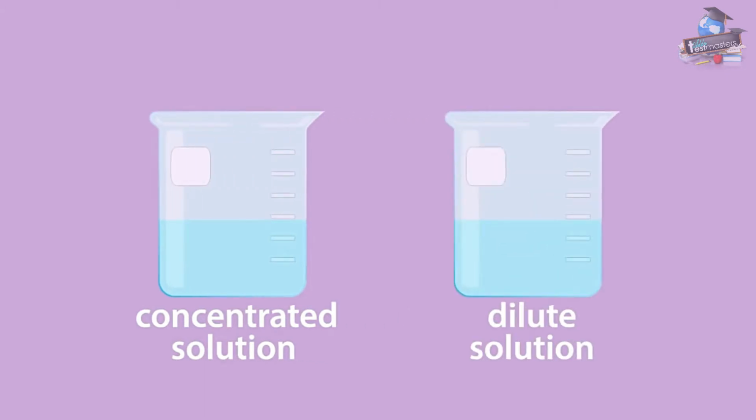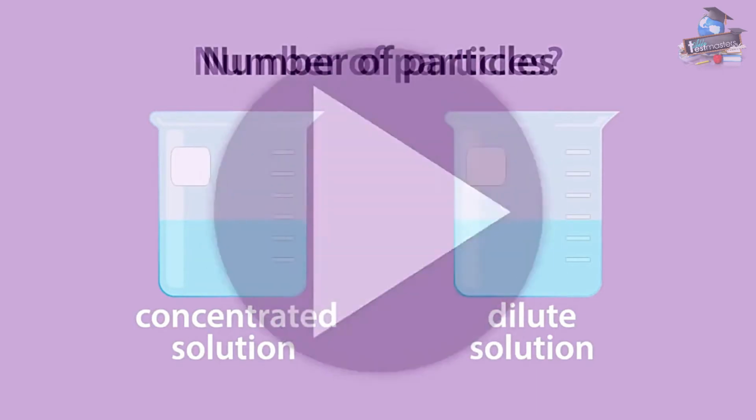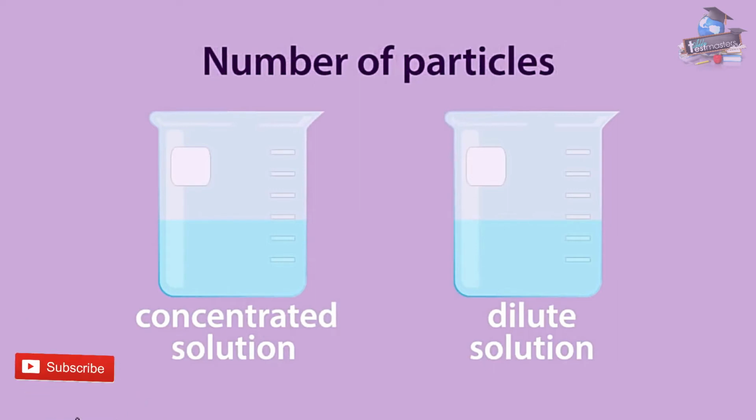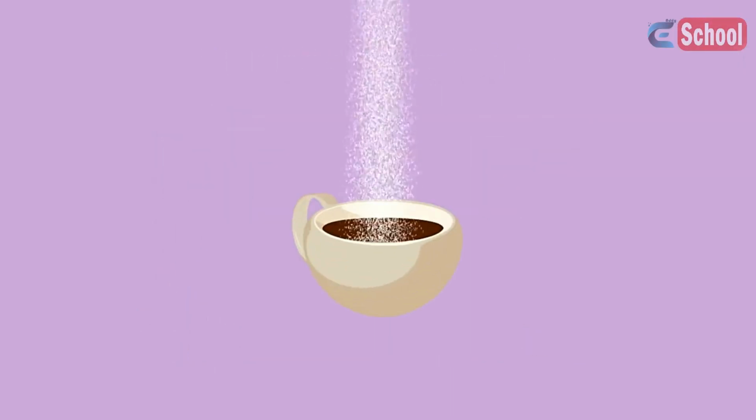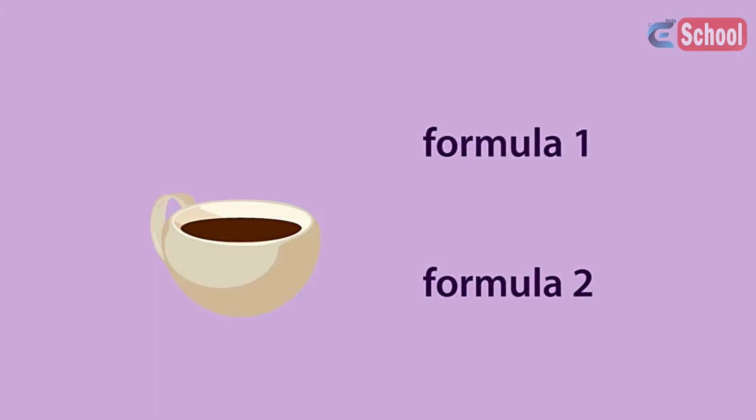Pause, think, and continue when ready. The number of particles in a concentrated solution is greater than the number of particles found in a dilute solution. Think about when you sweeten a drink by adding sugar. The more sugar you add, the sweeter the drink tastes. We can calculate this using two formulae and accompanying formula triangles.